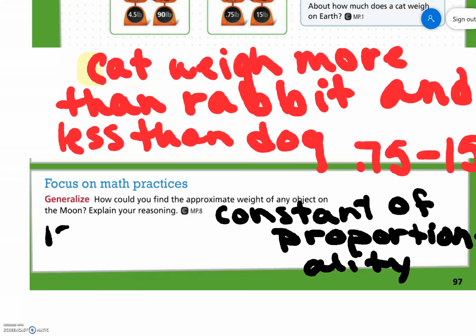The dog weighs 15 pounds on the moon, and he weighs 90 pounds on Earth. So if we reduce that, 15 over 90 gives us 1/6. That means the weight on the moon is 1/6 of the weight on Earth.